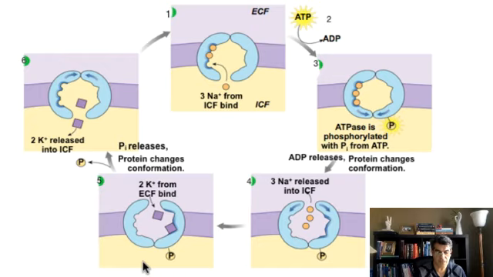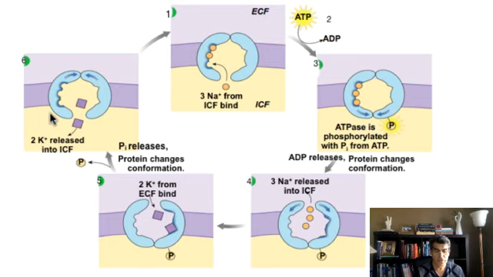This phosphate, or Pi, is going to get released. The shape of the protein changes, opens to inside. Again, it's going to lose the affinity for potassium. Potassium is going to get dislodged. Now, the shape of the pump is the way that has a very high affinity for sodium.